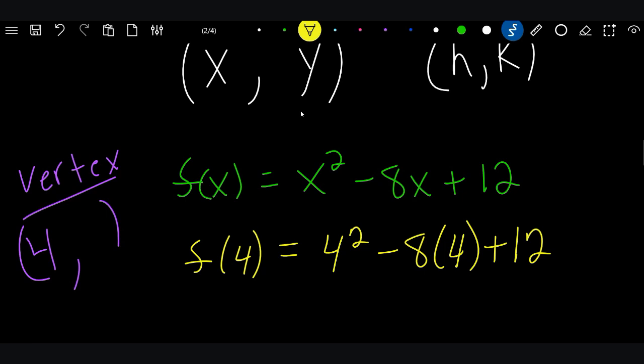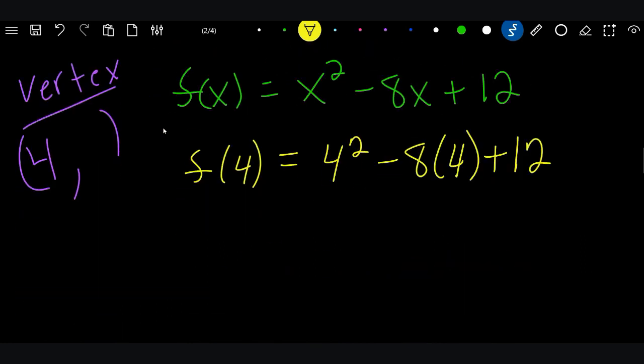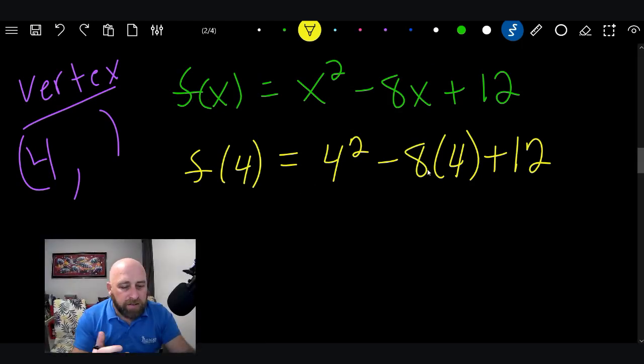That's how you solve this, okay? So the y is the function of x. What is x? Negative b over 2a. What did that come out to? It came out to 4 right there. So now we're going to plug 4 in everywhere that we see an x and then solve that. Okay, so what do we do next?